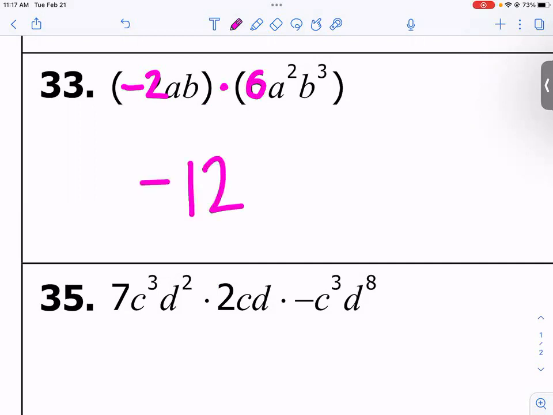is -12. Okay. Now I am going to put an exponent of 1 on both A and B since they're not there. It's implied that it's a 1, but I think it's going to help us. So if I have a to the first times a squared, we know that's going to be a cubed. 1 plus 2 is 3. Right? And then if I have b to the first times b cubed, I can take 1 plus 3 to get 4.